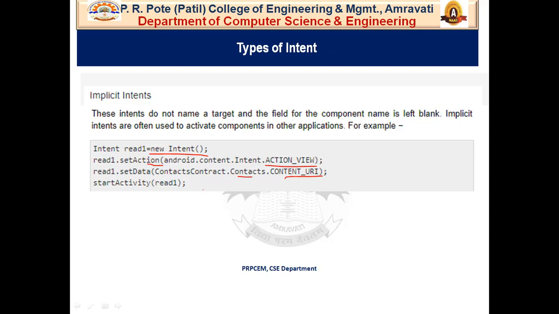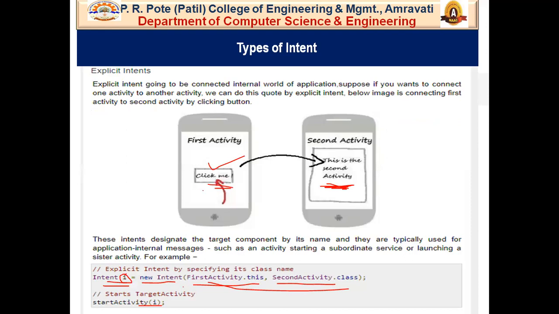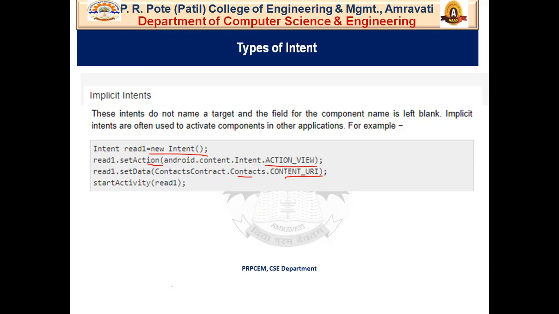The only difference between explicit and implicit intent is here. In explicit, I knew the class name. What is my class name? I knew the class name and the class path. And in the implicit intent, I am unaware of all these things. I only know about my action and my data that I want. So what is my action? I want to open action view, and what data do I want? I want the contact list. So here I don't know about the class name and class path, but I know about the action and the data that I require. Okay, so this is the implicit intent.